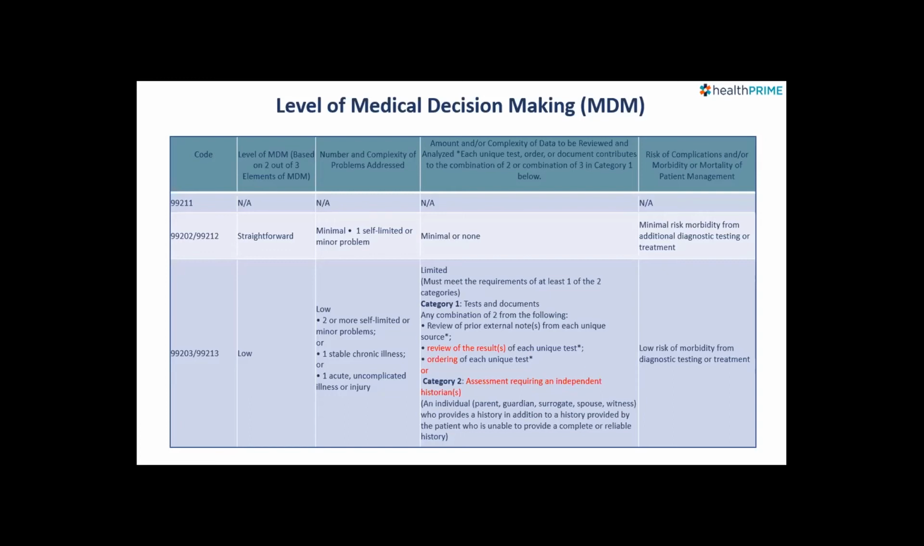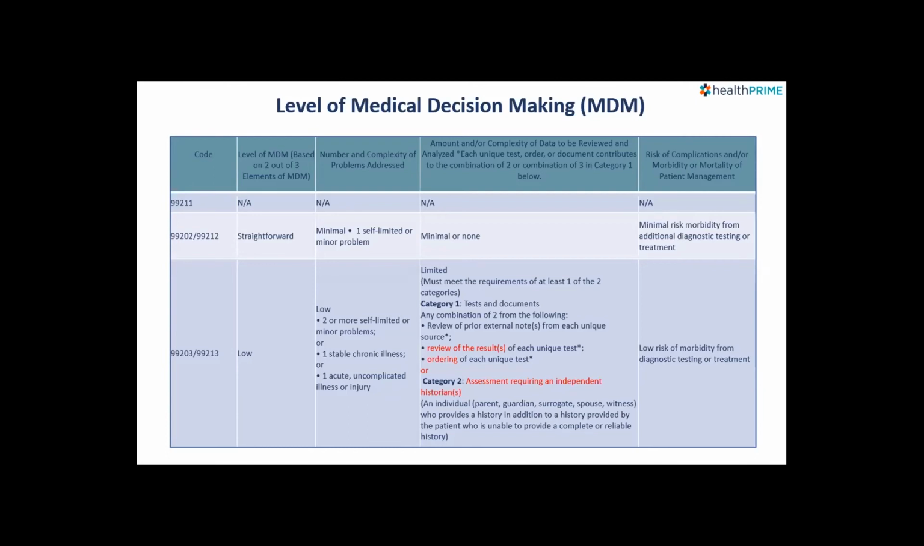In 2020, we were only documenting the test and the documents. That means what test results have been reviewed, what test has been ordered by the physician. So we were only documenting category 1, and now for level 3 we have 2 categories. One says the test and the documents, and the second category says assessment requiring an independent historian. So this is a new component added for level 3.